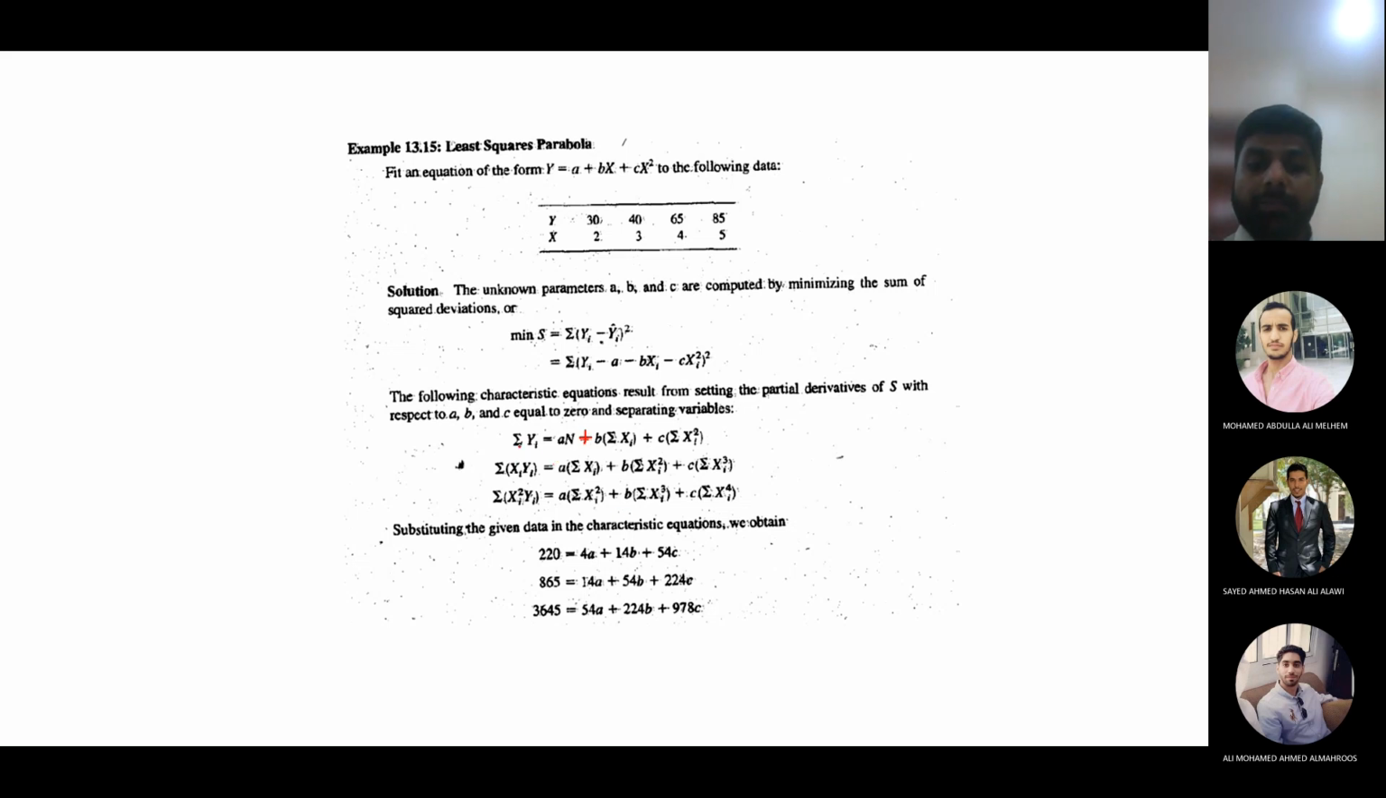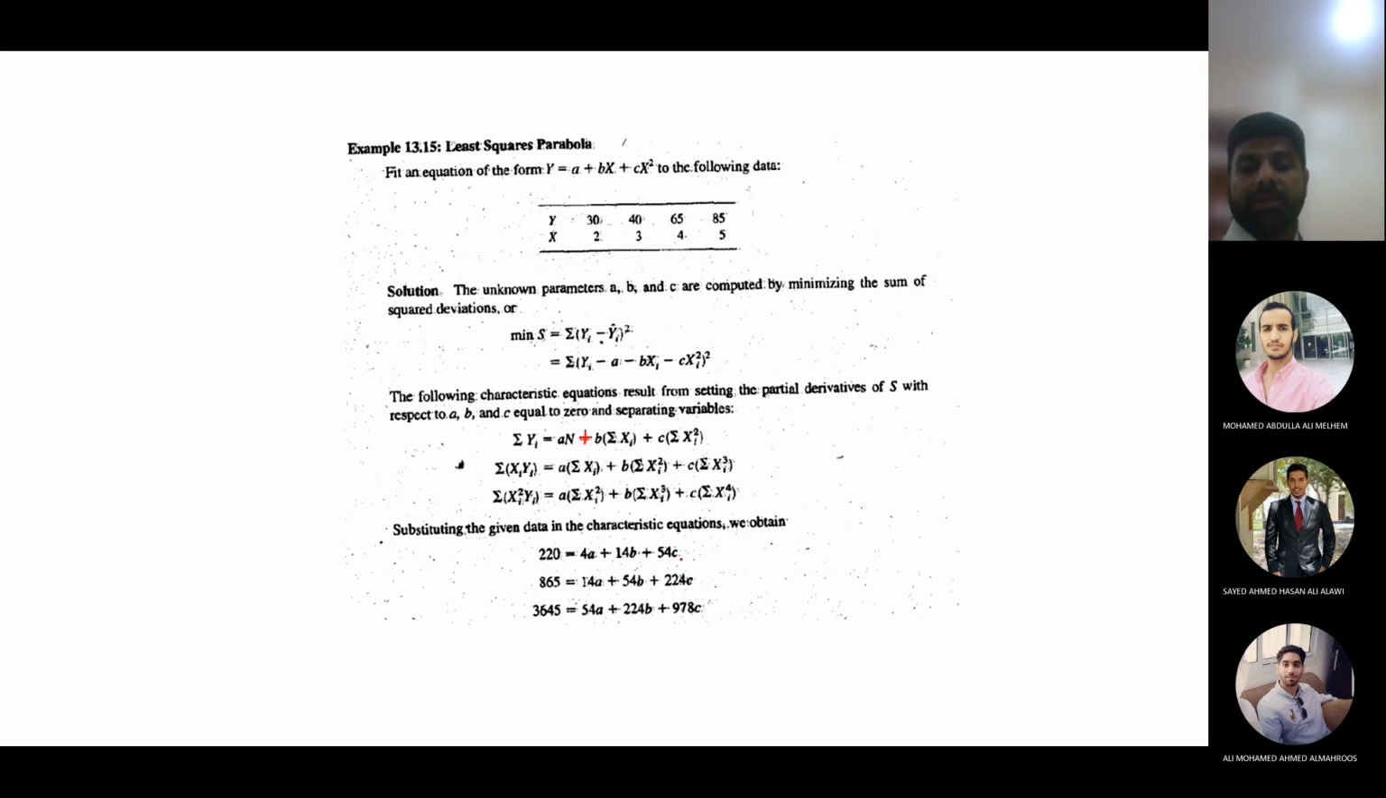So summation of y means summation of all these values, which is 220. So 220 equals a into n. What is n? Number of sets: 1, 2, 3, 4. So 4a plus b into summation of x. So you do the summation of x: 2 plus 3 plus 4 plus 5, it will give you 14. So 14b plus c into summation of x square. So 2 square plus 3 square plus 4 square plus 5 square, 54. And then 865 equals to this, 3645 equals to this.